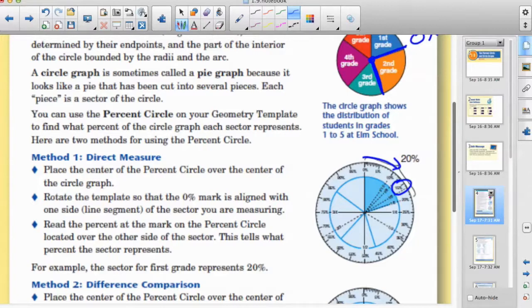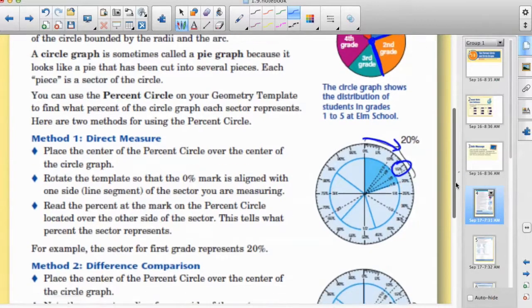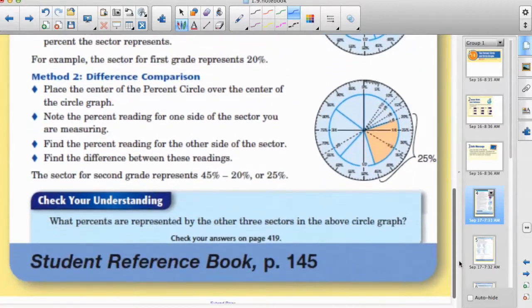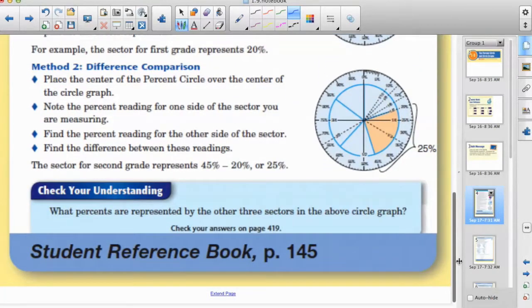There is a second method, and I'm going to go ahead and teach it to you, even though I think it's not nearly as accurate as our first method. Similarly, our second method begins with placing the center of the percent circle over the center of the circle graph, right here.